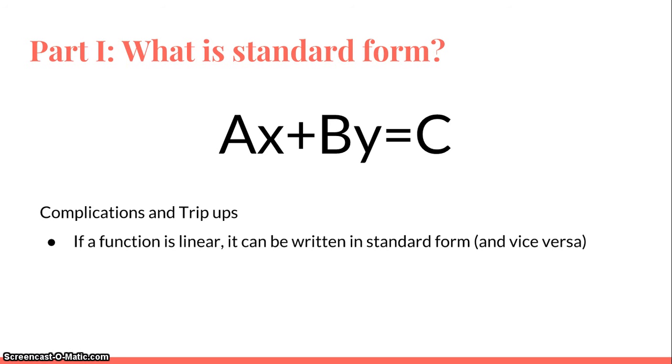First, if a function is linear, it can be written in standard form, and that also goes in the opposite direction, meaning if an equation can be written in standard form, if it looks like ax plus by equals c, then we know that function is linear.